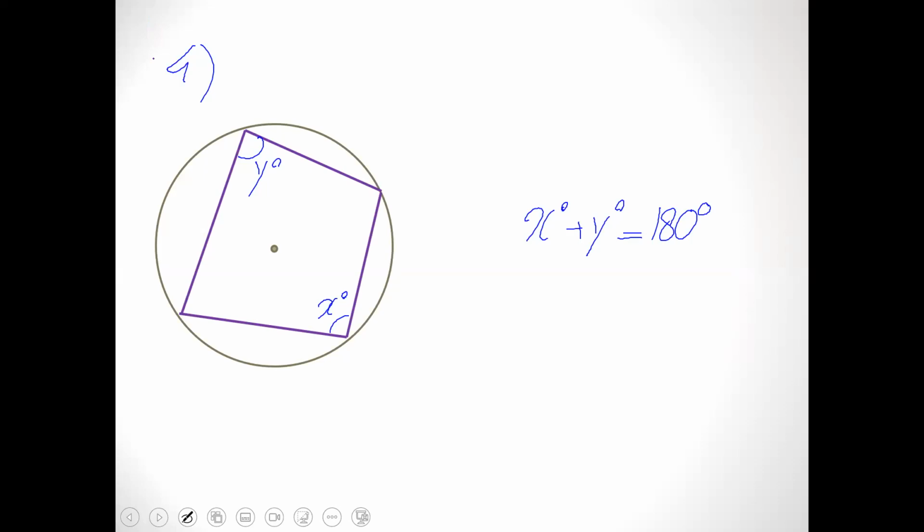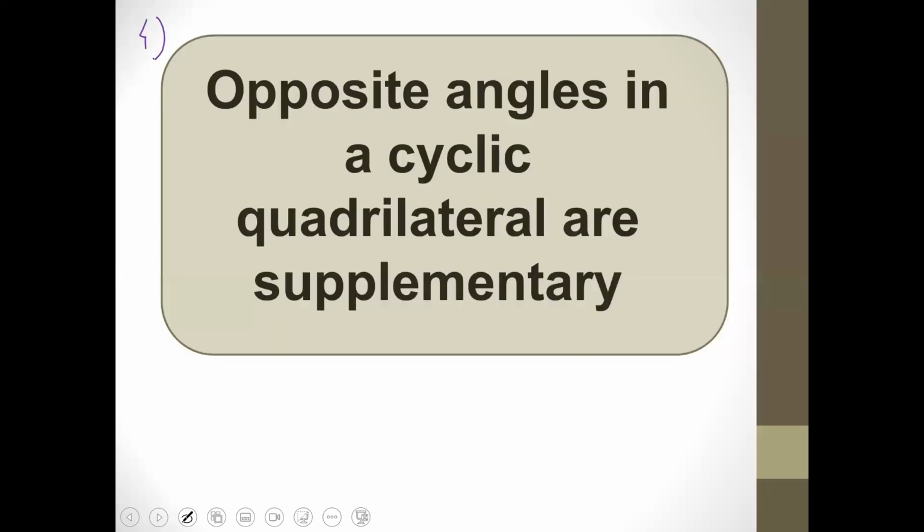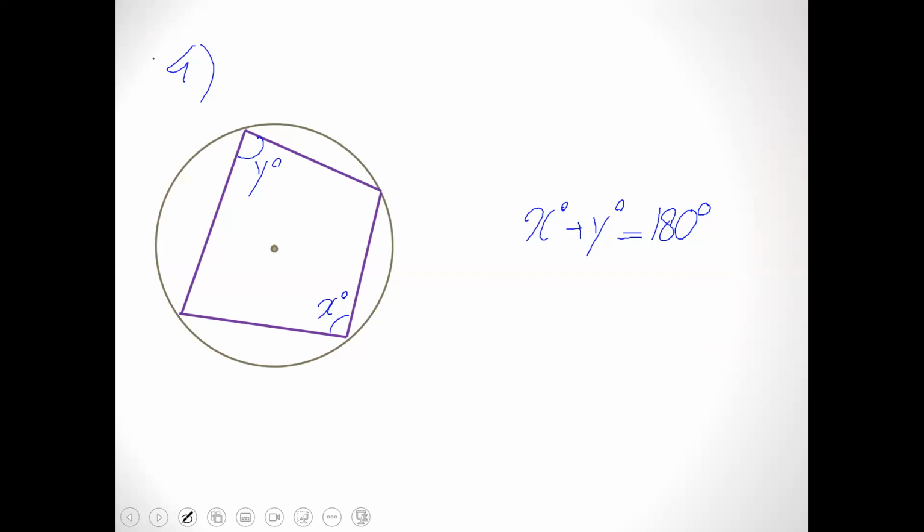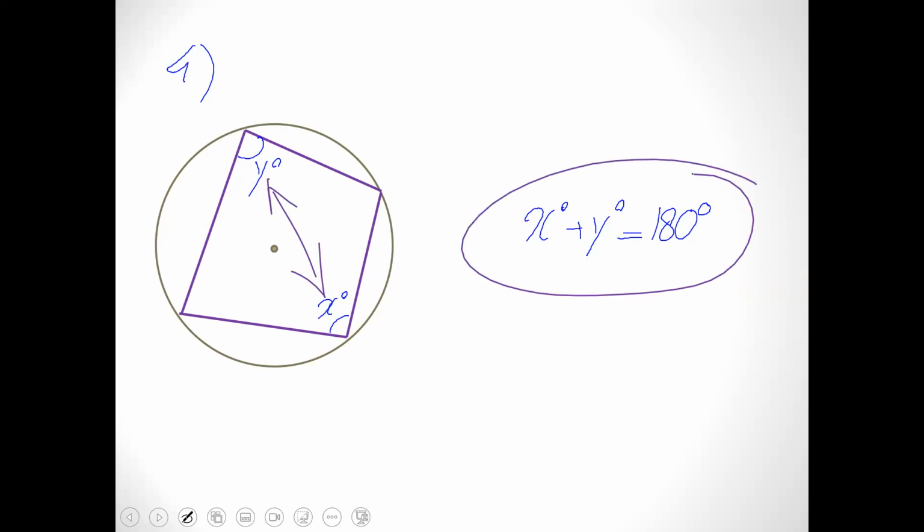Look at this screen. The opposite angle, first of all, what is a cyclic quadrilateral? A quadrilateral is a figure with 4 corners, and a cyclic quadrilateral is a quadrilateral which is inside a circle. Look, these angles are facing each other and their sum is 180. When two angles sum to 180, they are called supplementary angles. You have to copy this screen.